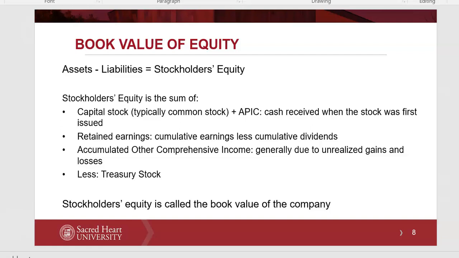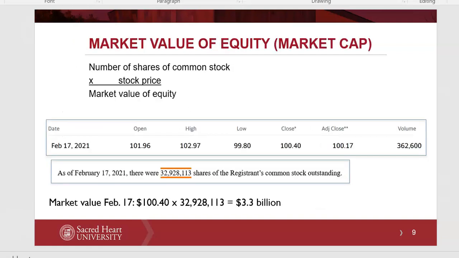Remember, stockholders' equity is typically common stock plus additional paid-in capital, retained earnings, accumulated other comprehensive income, less treasury stock. And again, remember we covered this in a previous week. Stockholders' equity is also referred to as the book value of the company, or the book value of equity. Market value, on the other hand, is the number of shares of common stock times the stock price. And the stock price is just determined by the market.